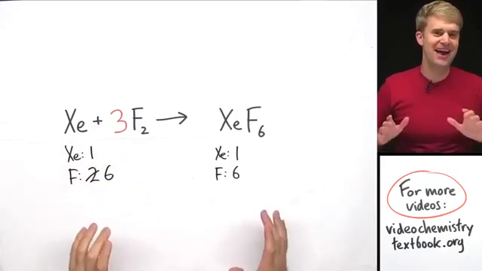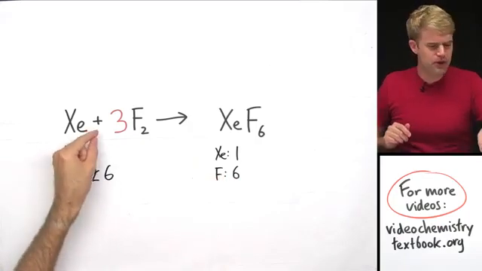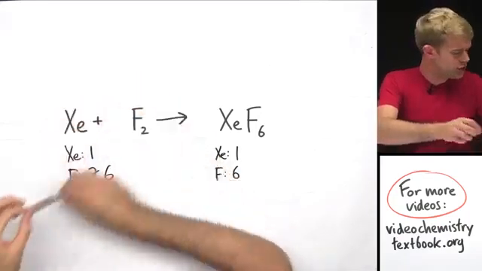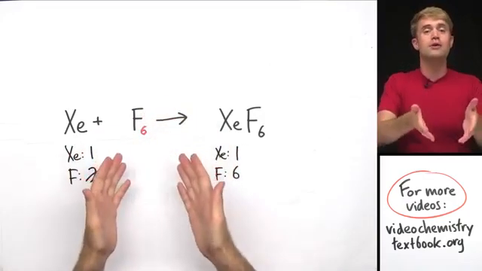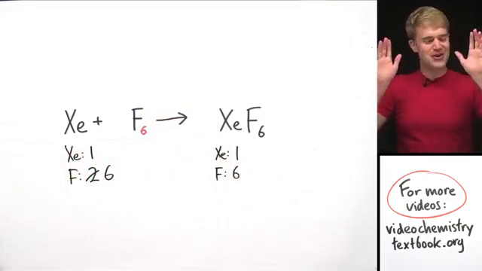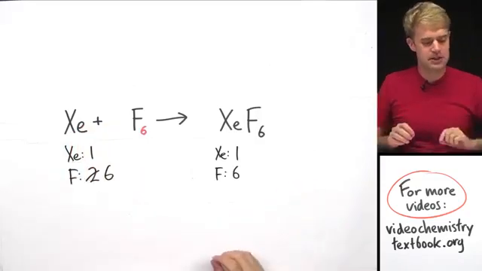Now really quick, this is one very common question. People often ask, wait, why did you put that 3 there? Couldn't you just change this 2 to a 6 and then it would also balance? No, no, no. You can't do that. Super common misconception.